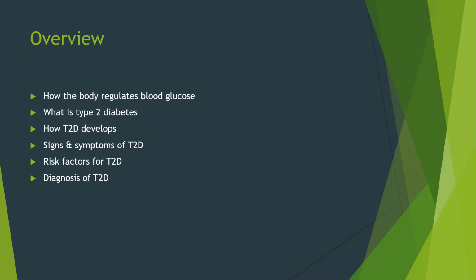Next, we'll discuss signs and symptoms of type 2 diabetes, as well as risk factors for type 2 diabetes. And then finally, we'll discuss the diagnosis of type 2 diabetes. How do we determine whether a person has type 2 diabetes or not? We kind of focus on 3 different tests, and we'll discuss those as well as the criteria one has to meet to be either pre-diabetic or type 2 diabetic.